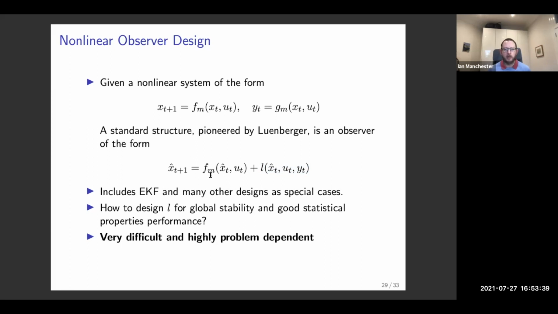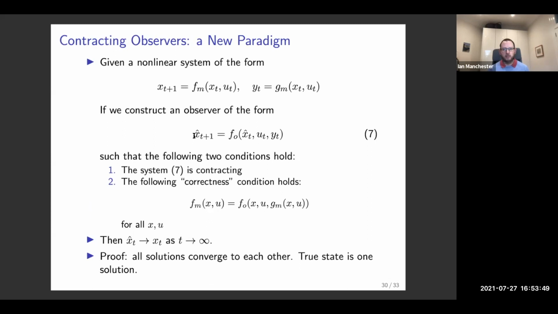So let's think about it another way. Rather than taking this prediction plus correction term, let's just write our state estimator as some dynamical system. We call it F_O for observer. It has the state estimate as its own internal state, and as inputs, it takes the true system's input and output.